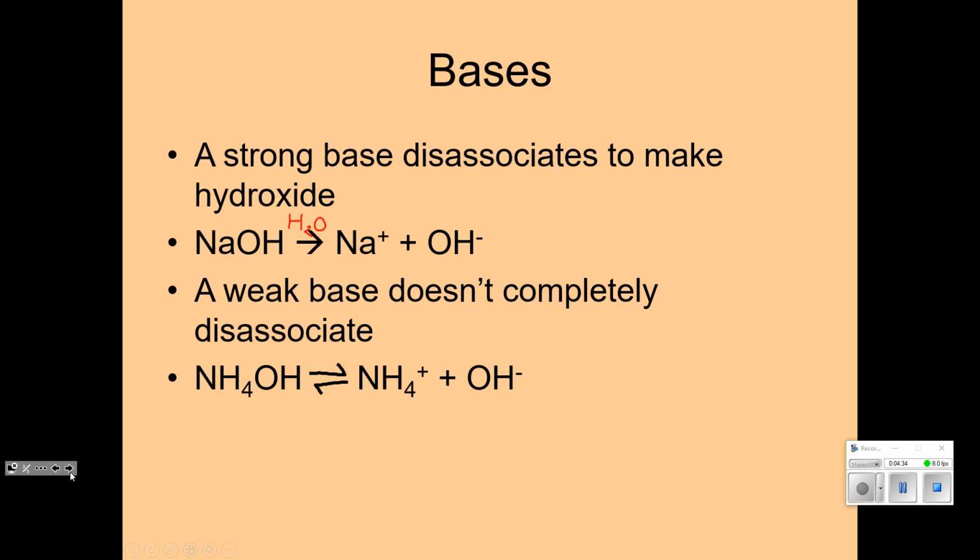And again, for my second bullet point, I just wrote water above the arrow to show it's dissolved in water. Unlike the ammonium hydroxide, there are other bases, like ammonia, NH3, that can just react with the water as well.